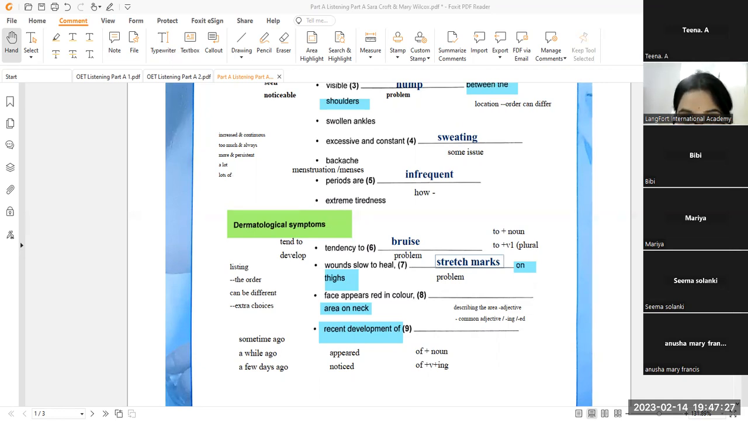See, here's these stretch marks. See, something I've spotted on my thighs. See here, these are the stretch marks.